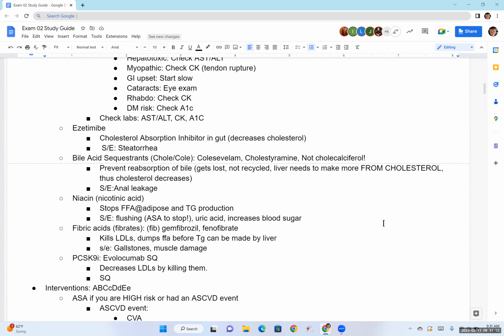Evolocumab. Cholesterol absorption inhibitors. Ezetimibe. Yeah. So ezetimibe is number 2 in line. So we do statins, and number 2 will be our ezetimibe. Then we'll add some other stuff on.